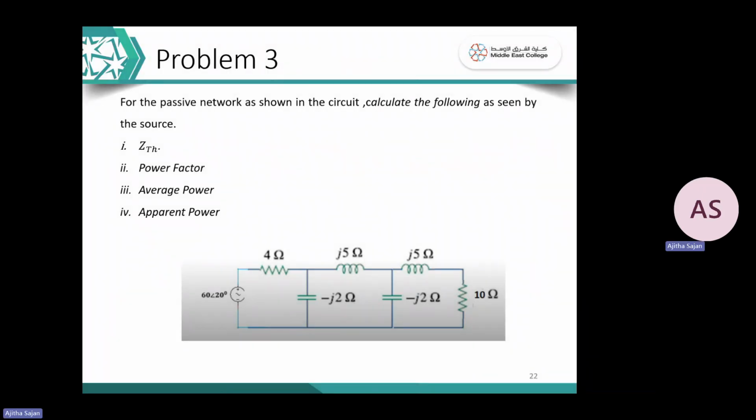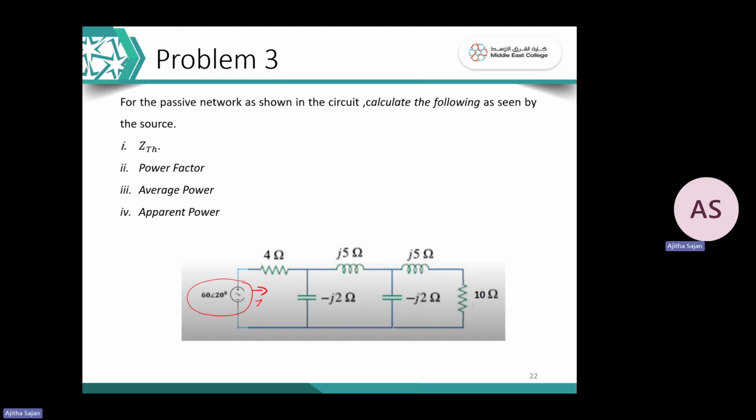So another problem on calculating from the AC power part is problem number 3. A passive network is given, consisting of a resistor, an inductor and a capacitor alone. Calculate the following as seen by the source. So understand that as seen by the source. That means where is the source? The source is located here, so this source should see in this direction. As seen by the source, you should find all these things.